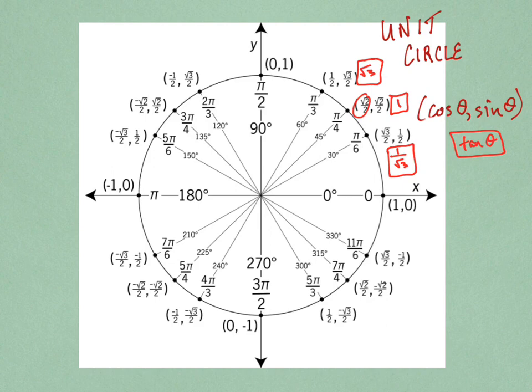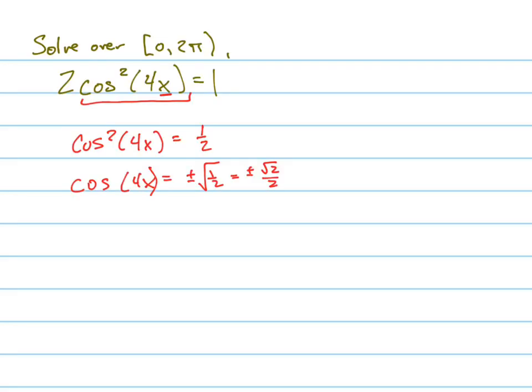Cosine is your first one. It's all of these, all of the 45-degree angle ones. So it's pi over 4, 3 pi over 4, 5 pi over 4, and 7 pi over 4. Got it? But the trick is here. The trick is the fact that this is 4x. It's saying cosine of 4x equals that.